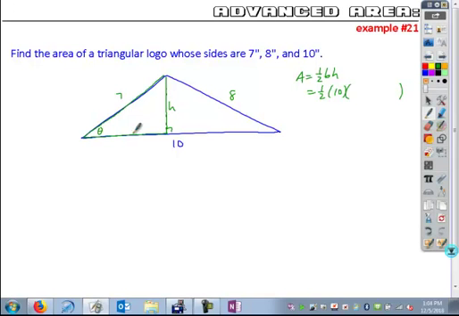Now, a number of you found all of the angle measures, which is fine, but you only need to find one. If it's this triangle, you need this angle. If you choose this triangle, you need this angle. So what I need to do is find theta. Well, what can I use to find theta? I have 3 sides and an unknown angle, so law of cosines.